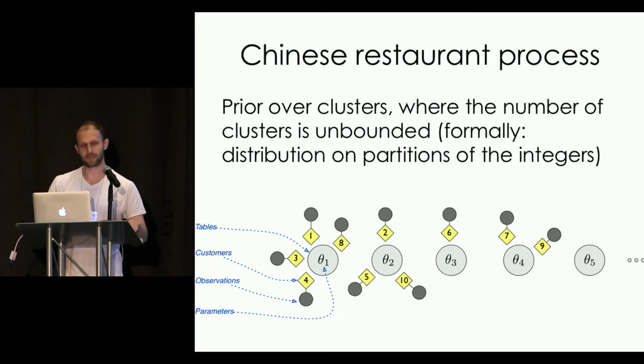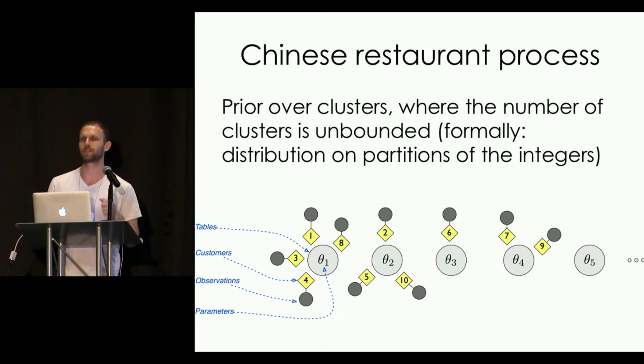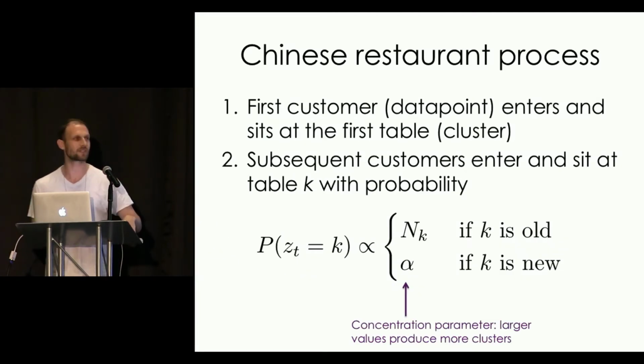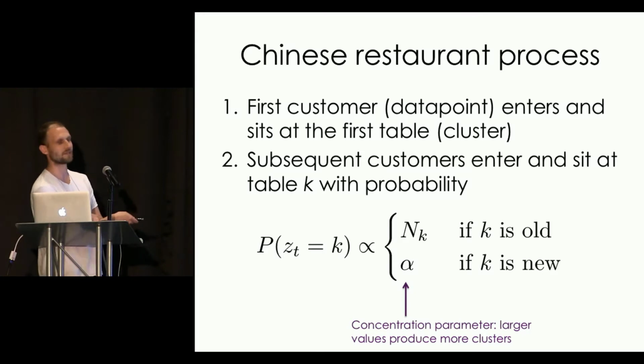Because what that means is that the model is going to try to place as many people as possible, as many data points as possible, into the same mixture component. And so mathematically, it looks like this. So t here is indexing data points. So the probability of assigning a particular data point to cluster k is proportional to the number of data points already assigned to that cluster. And there's this parameter alpha, which is known as the concentration parameter, which controls the complexity of the model. That is, it controls the probability of assigning a new data point to an entirely new cluster.